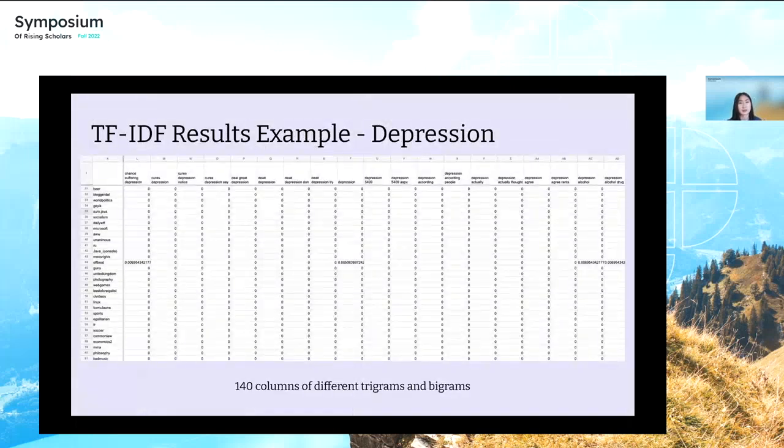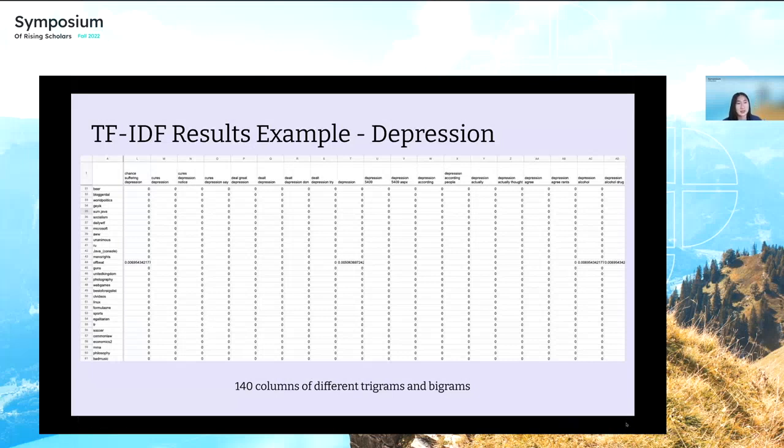Here's an example of what that file would look like. This is using the word depression. On the top are the trigrams and bigrams, and on the left are all the different subreddits, but this is just a snippet of one file. The subreddits span over 270 different subreddits, and there are over 140 columns of trigrams and bigrams. As you can see, there are a lot of zeros in this file, which means that those trigrams and bigrams do not show up in that subreddit.